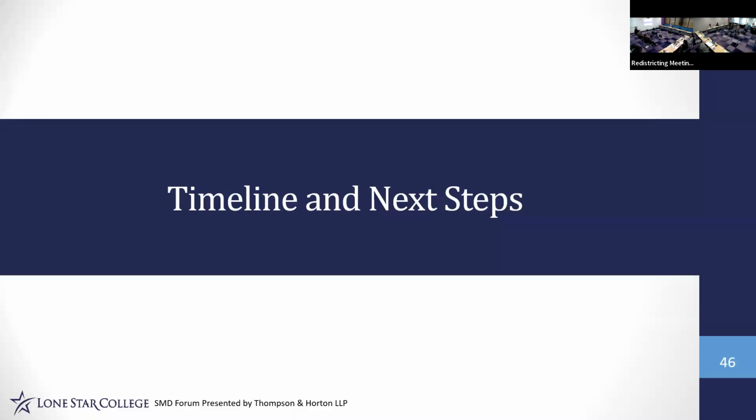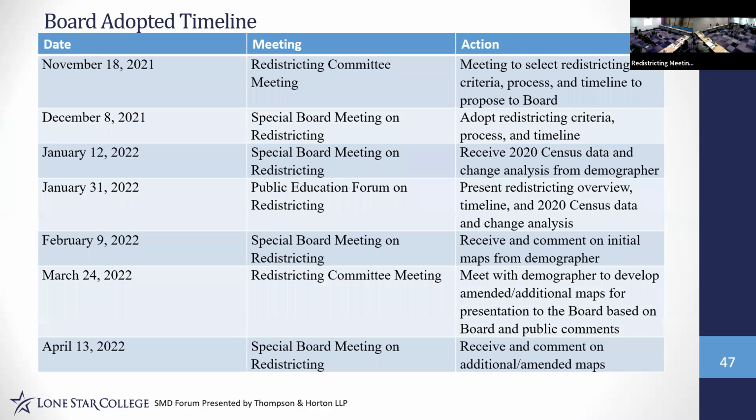Absolutely. As we were talking about, this is an iterative process where we have built in multiple opportunities to receive public and community comment. As you can see, this process started back in 2021, culminating in December of 2021 with the board adopting a process, criteria, and timeline on redistricting. There was a public education forum on January 31 that educated the public on the process, the timeline, the criteria, and a little bit about the law of redistricting.